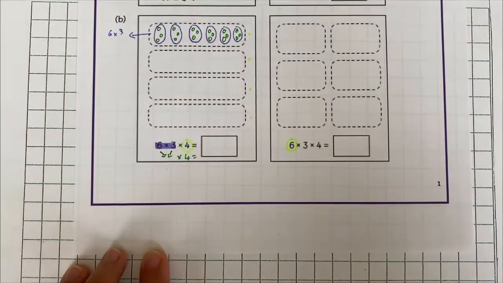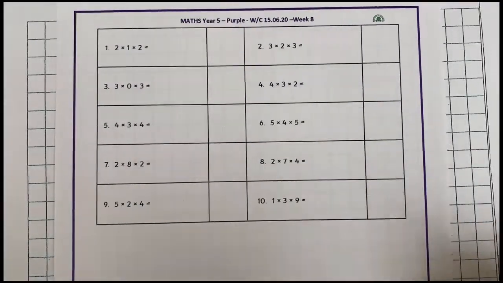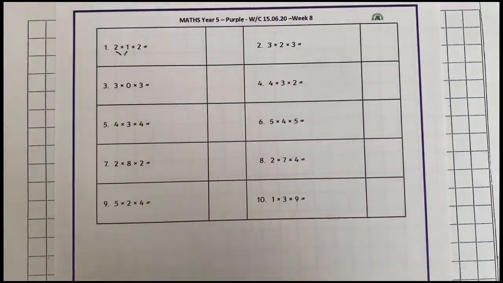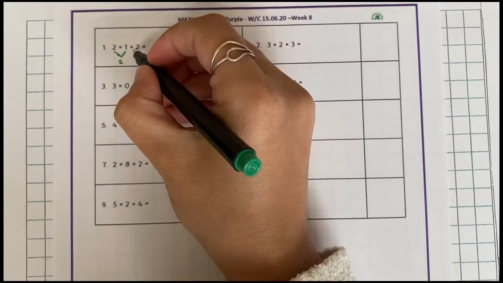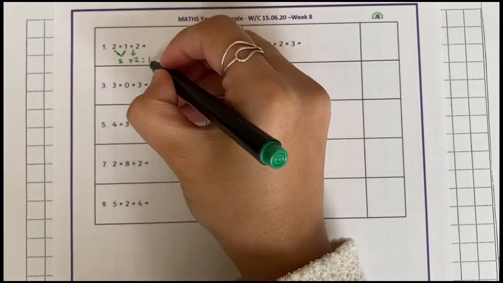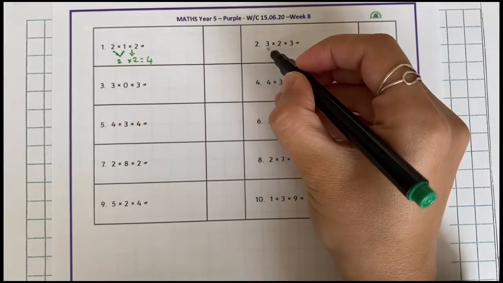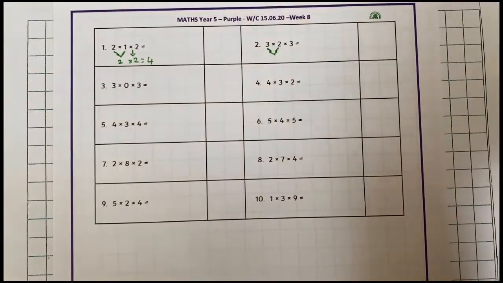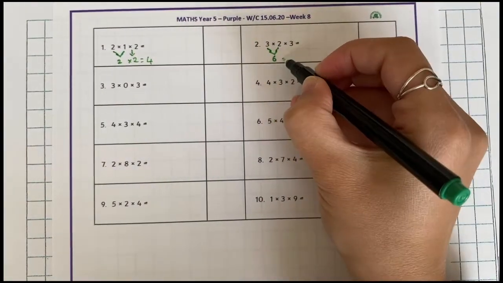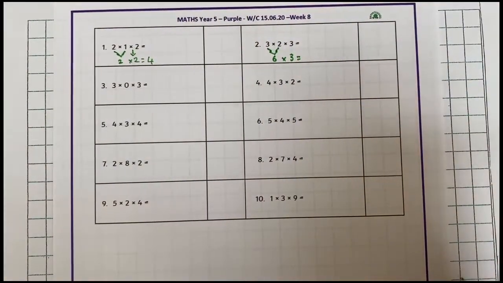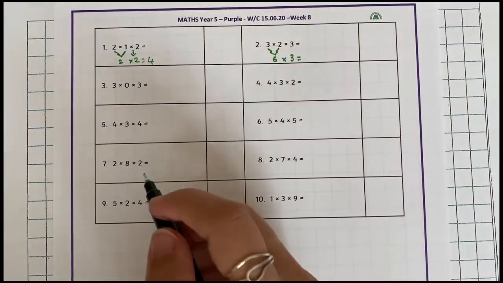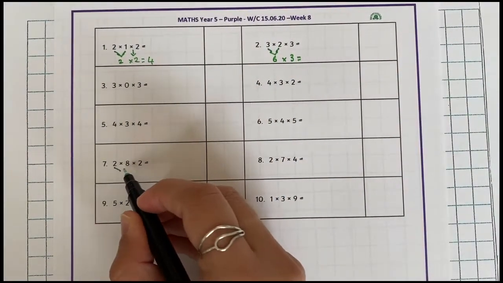Have a look. So here we have 2 times 1 times 2. I'm going to start by multiplying the 2 by the 1, which is 2, and then multiply that by 2, which equals 4. How would you do 3 times 2 times 3? Yes, you can do 3 times 2 first, which is 6, and then multiply that by the third digit, 6 times 3, which equals 18. Now let's have a look at number 7.